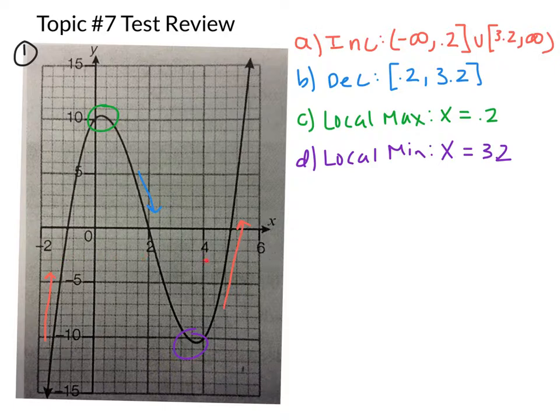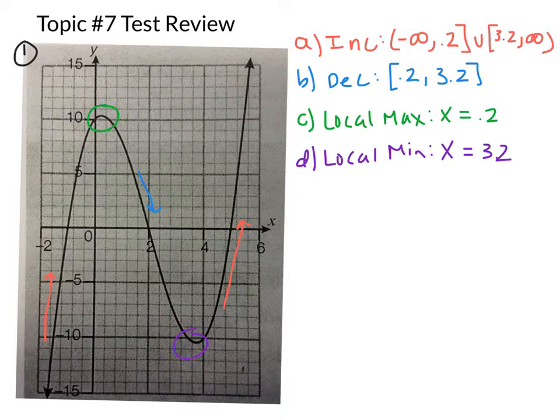So as you move to the right, where are your y coordinates going up? So there's two sections. There's this section in here, and there's this section in here. You kind of have to estimate your x coordinates a little bit. Each of these go up by 0.4. So for increasing, it's going from negative infinity to about 0.2. This is where it turns. And then again from about 3.2 to positive infinity.